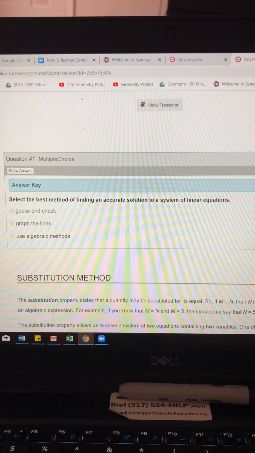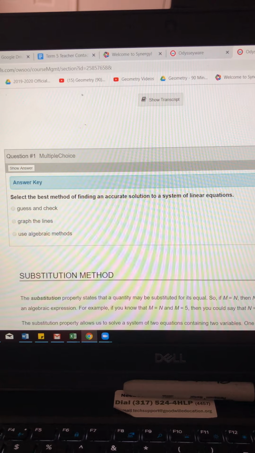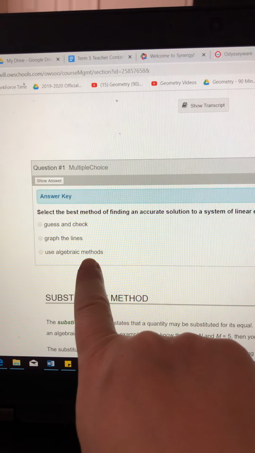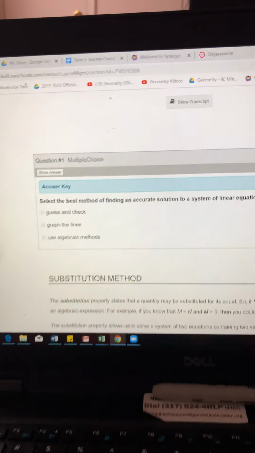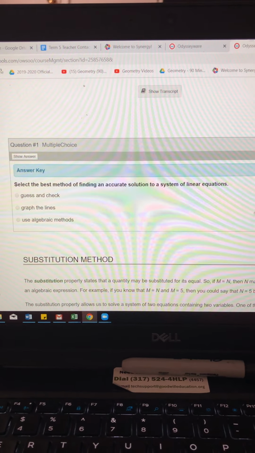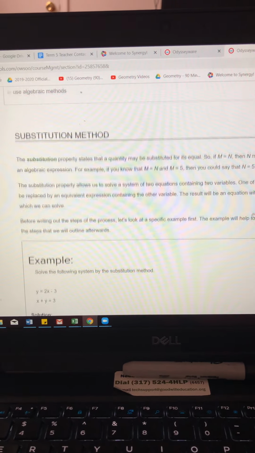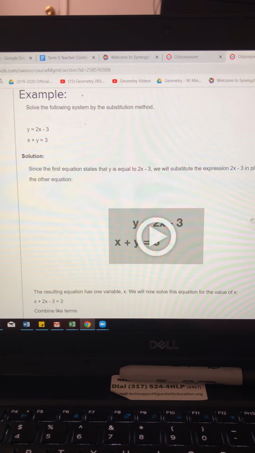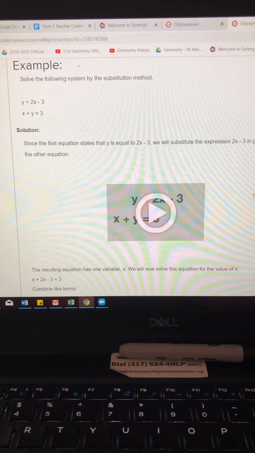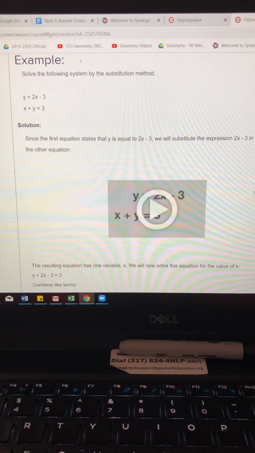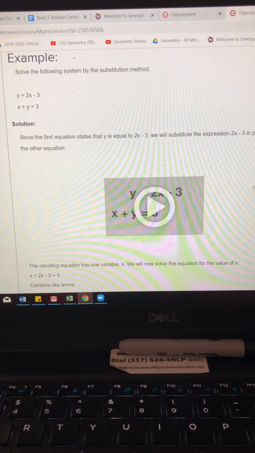The first question asks you to select the best method of finding an accurate solution to a system of linear equations. Using algebraic methods is always the best method to solve any type of equation. The lesson then goes on to give you an example with a video of how to solve it. Again, I strongly suggest that you watch these because it's going to be very difficult to learn this if you do not read through and watch the videos for the lesson.